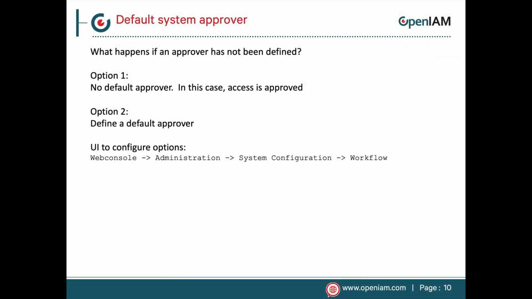As we saw in the last section, we are not required to provide an approver for each application or entitlement. There are two ways that we can configure the system. The first option is that if an approver is not defined, then it means that no approval is required and requests for an application or entitlement will be automatically approved. The second option is to define a global default approver. In this case, when no approver has been provided, then we can use the global configuration. These configurations are defined in the Workflow section of the System Configuration menu.